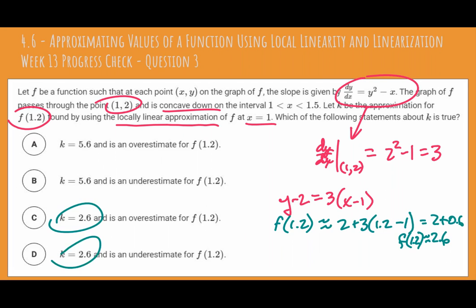But again, we need to determine if it's an underestimate or overestimate. The function is concave down on the interval from the point of tangency to a point beyond where we're approximating. So it actually doesn't matter that we don't know if it's concave up or concave down to the left of 1. Just between the point of tangency and the approximation, we need to know the concavity. So again, since it's concave down, the tangent line is going to be an over approximation. The curve is curving down, the tangent line is going to be above, so that's going to be an overestimate.